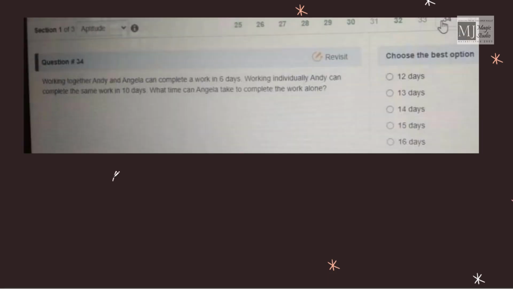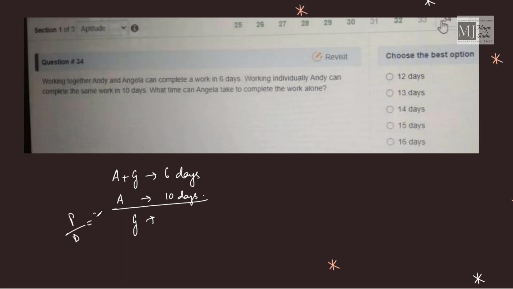Working together, Andy and Angela can complete the work in 6 days. Working individually, Andy can complete the same work in 10 days. Then what time can Angela take to complete the work alone? We need to subtract these two, isn't it? Subtraction. We know the subtraction formula: product by difference, that is xy upon y minus x.